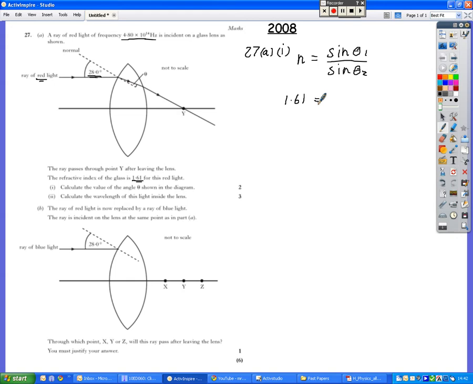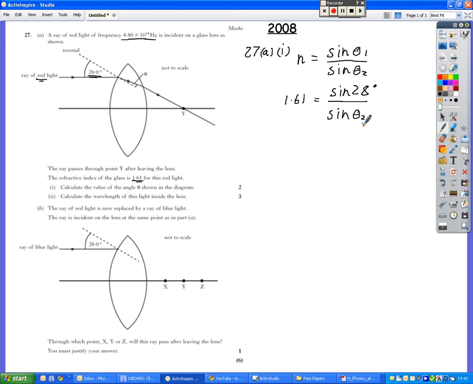So sine theta 1 is sine 28. Just check, of course, that that angle is between the normal and the ray of light. If you are given anything other than that, then you need to figure out what the angle between the ray and the normal is. So sine 28 degrees all over sine theta 2. Of course, you can write sine theta in air over sine theta in glass if you want to. That's totally fine. That's how we started off with our equation, that's what we introduced it as. But in the data booklet, it's sine theta 1 over sine theta 2.